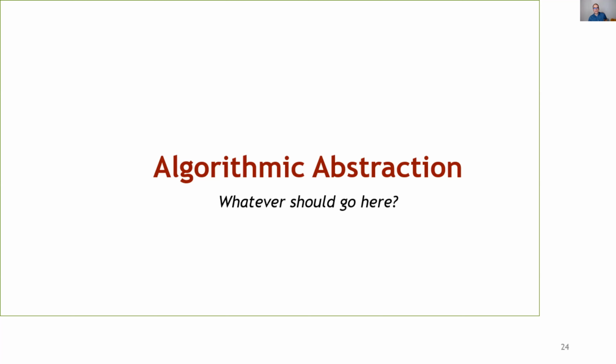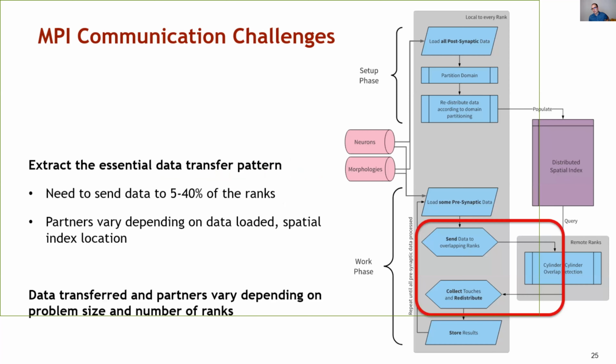We abstracted the design of the algorithm a little to investigate what we could do to tune our MPI performance. We want to focus on the part that consumes the most time, which is sending data out to overlapping ranks to do this remote work and then collecting back the results. As I said before, the number of ranks involved varies. It varies mostly with the problem size, because we do this at all kinds of scales, and also with how big an allocation you run on.